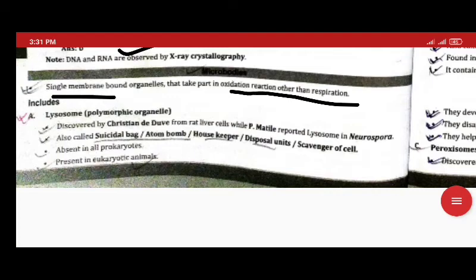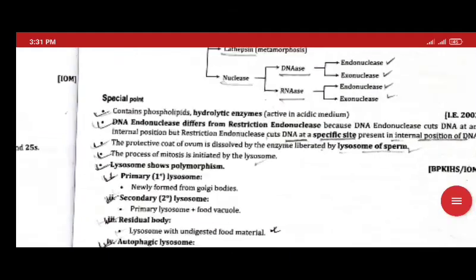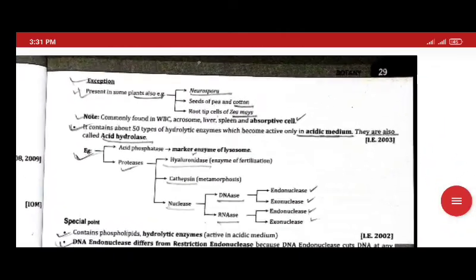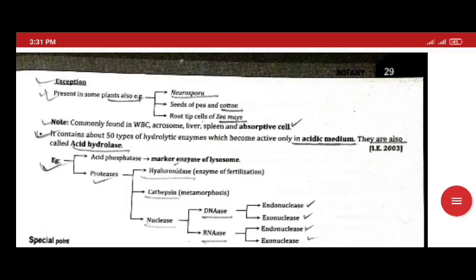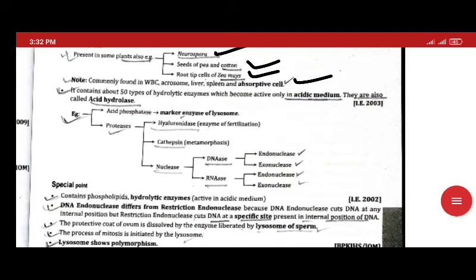First, lysosomes, which are polymorphic organelles. This structure is absent in all prokaryotes, present only in eukaryotes. Lysosomes are mainly in animals and eukaryotes. They are also found in some plants like neurospora. First they are extracted from cotton seed and maize, and found in WBC and the acrosome, spleen, for adaptation.